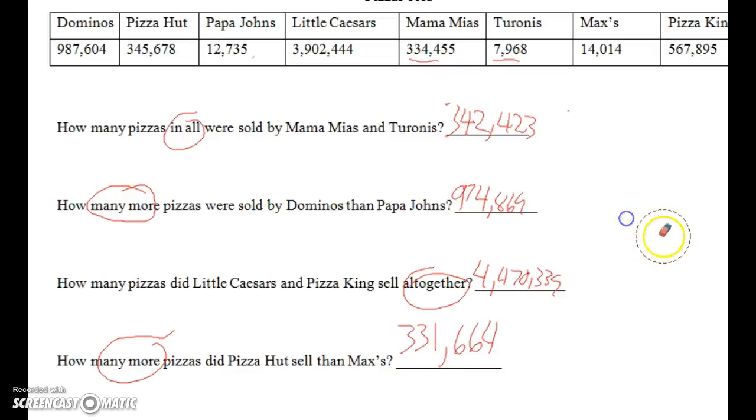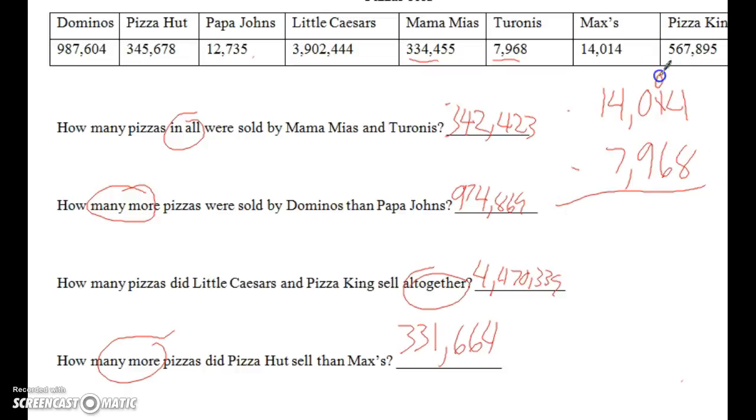And then the very last problem says, how many would Taroni's have to sell to tie Max's? So I'm going to take Max's minus Taroni's because Taroni needs to sell some more to get up to 14,014. 4 minus 8 can't do. Let's borrow. 0 minus 6 can't do it. Hey, neighbor, can I borrow from you? No. Hey, neighbor, can I borrow from you? Yeah. So that goes to 3. 10 goes to a 9. He goes to 10. 10 minus 6 is 4. 9 minus 9 is nothing. Have to borrow again. 13 minus 7 is 6. 6,046. And that would be on this answer that's down here off the screen.